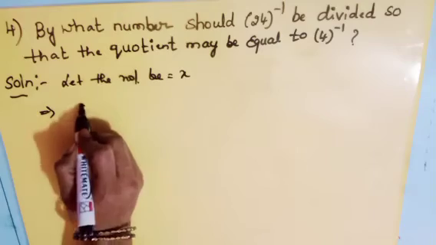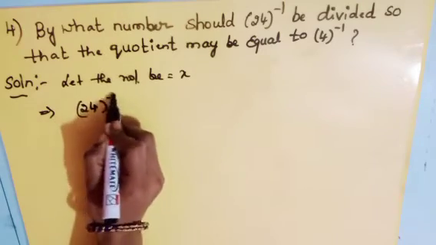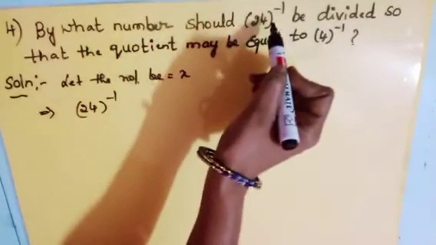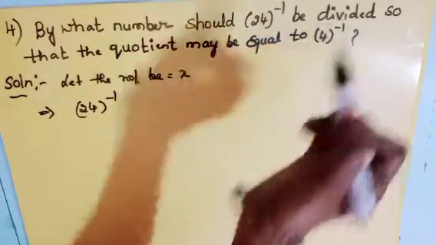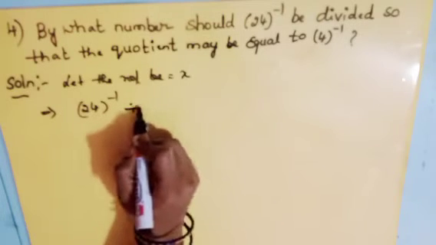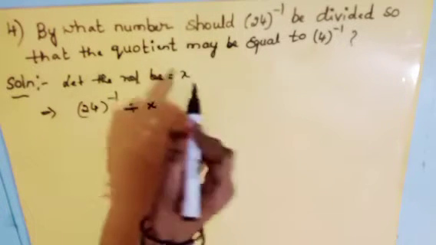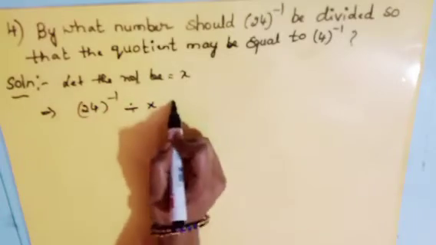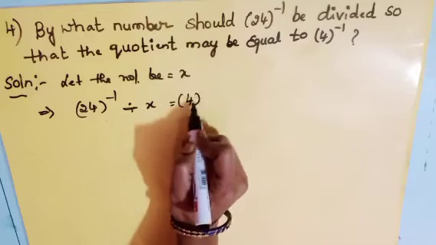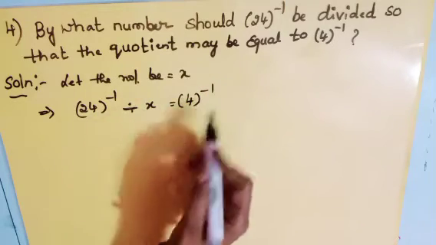Next, 24 to the power minus 1. See here, by what number should 24 to the power minus 1 be divided? So we have to write the divided sign, divided by x, we don't know the number, so we had taken x, equals to, the quotient is how much here? 4 to the power minus 1.